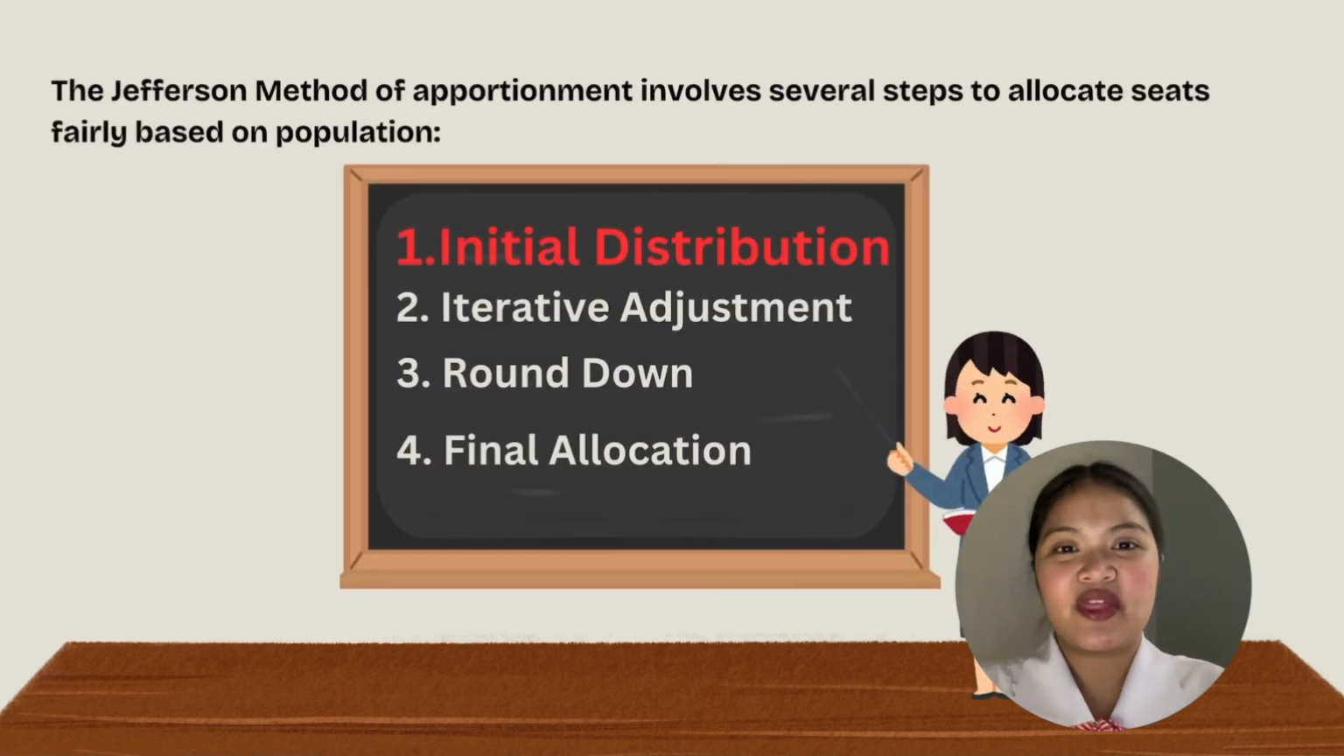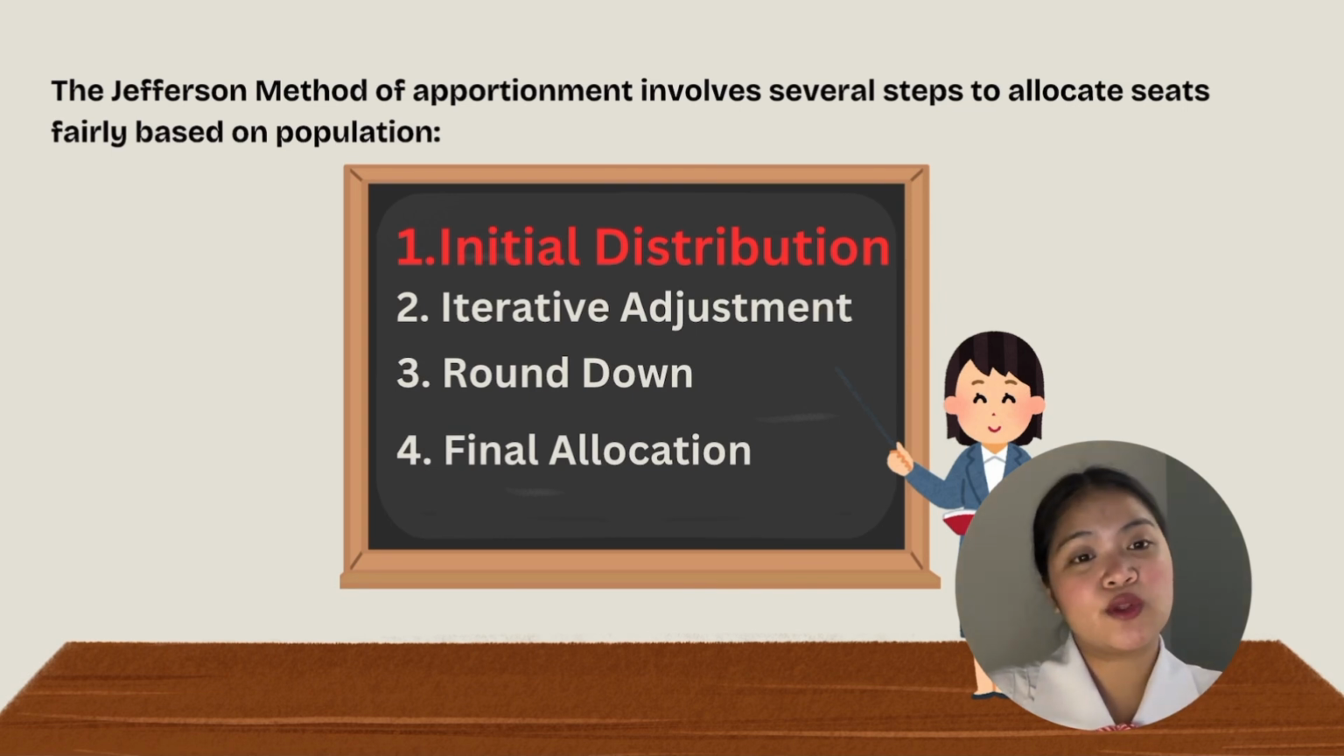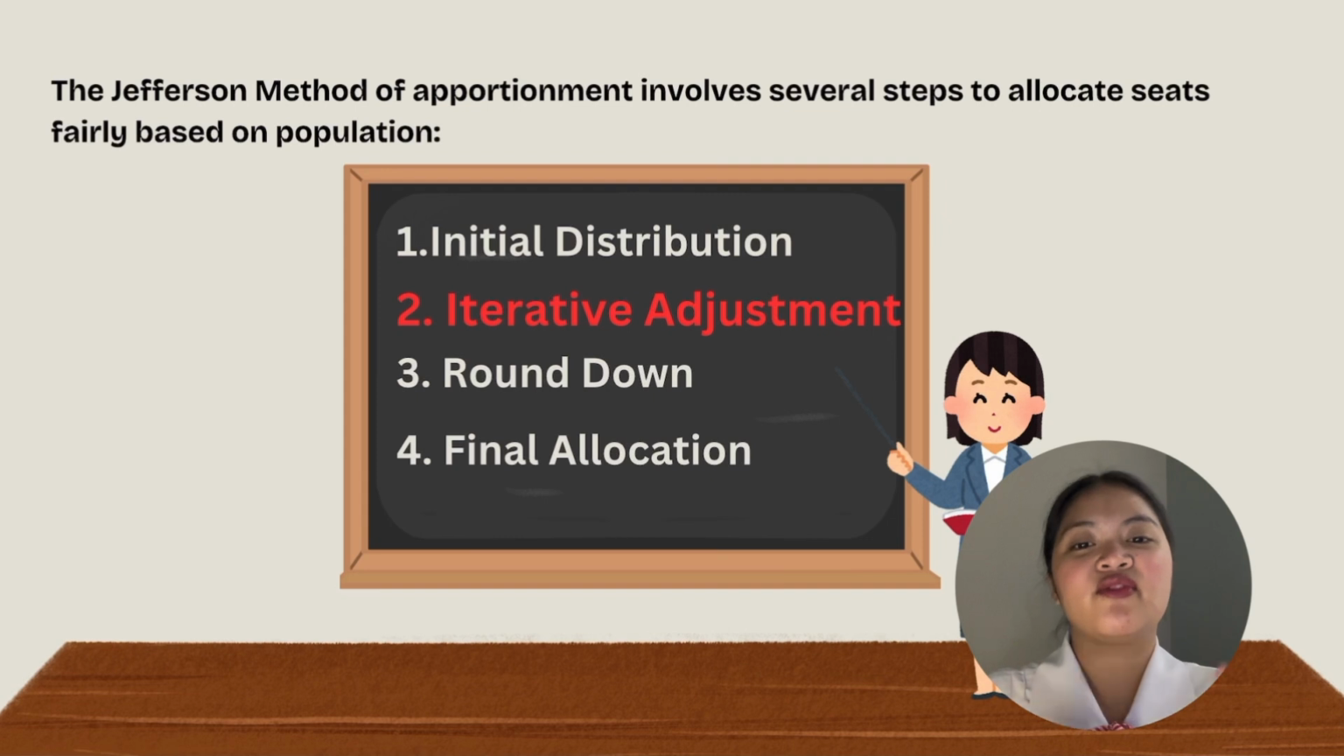Jefferson's method of apportionment involves several steps to allocate seats fairly based on population. First, we have initial distribution. This is where the total number of seats is determined and each state or region is allocated seats based on population using a standard divisor. The next step, step 2, is called iterative adjustment. This is where the divisor is adjusted downward instead of upward like the other methods, to ensure the correct number of seats is reached. This increases the number of seats for smaller regions.